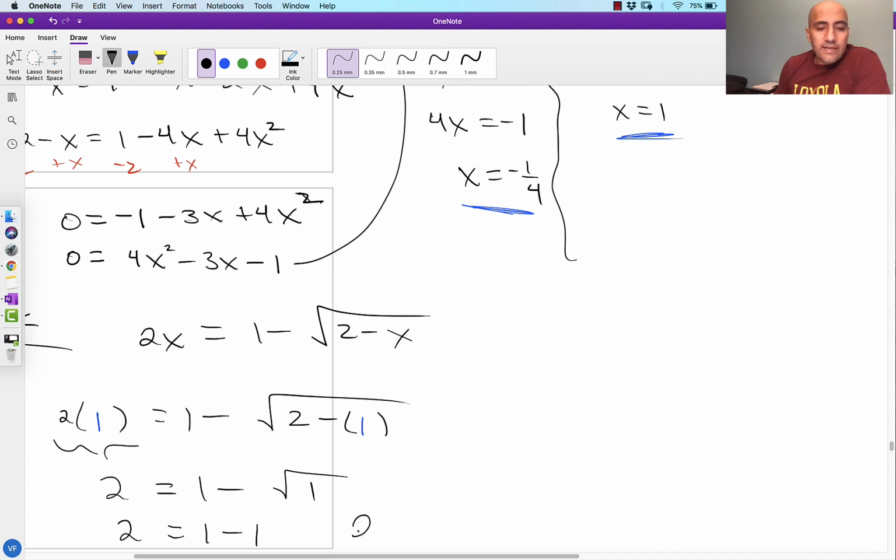So this fails. I get a 2 equals 0. That's a fail, right? Which means that this is not really a valid solution. All right, let's check the other one. The other one is going to be this.